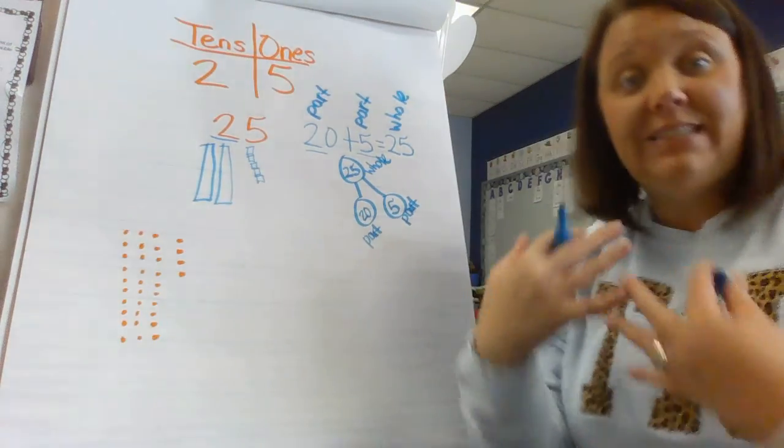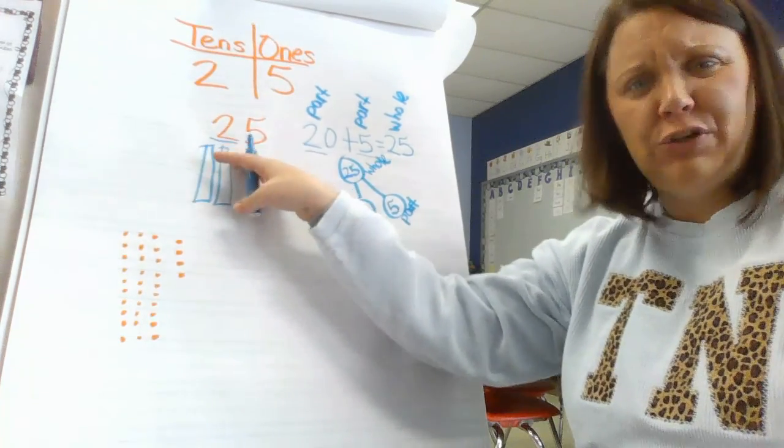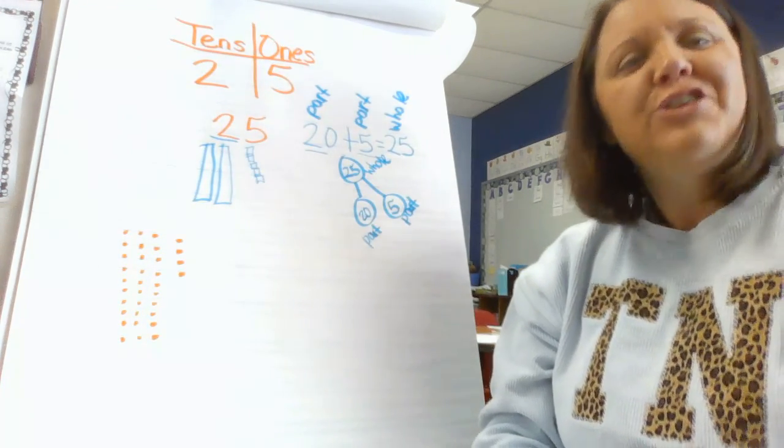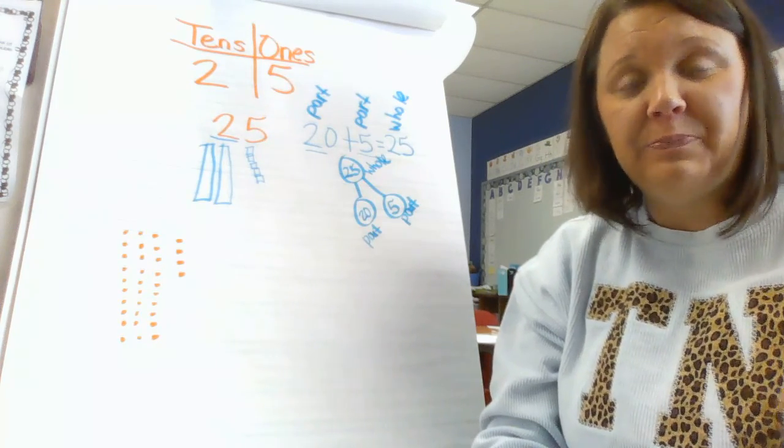And so that's why when you read the number, you don't read it and say 2 and 5. You wouldn't say that. You say 25 because that's the value of that number.